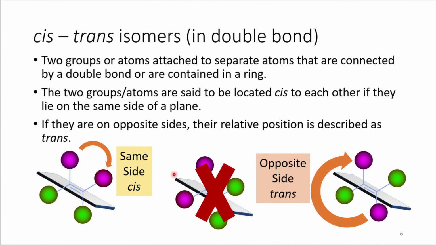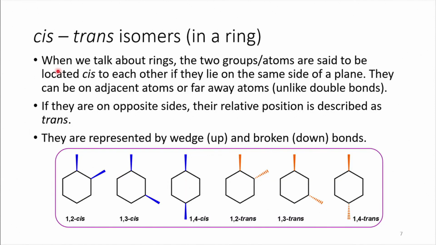So, to represent cis trans isomers, the same groups have to be present on adjacent atoms, or they may also be on far away atoms in the case of cyclic systems. Then we call that a cis isomer. If they are present on opposite sides, they are called trans isomers. When we talk about the ring, because we just saw the double bond, rings can also show cis trans isomers.